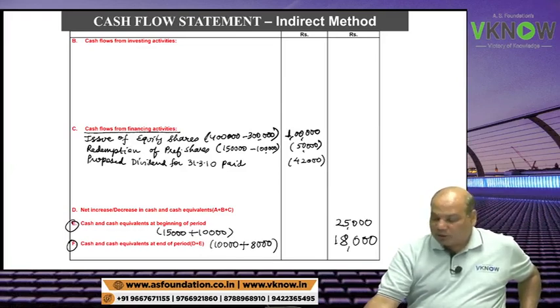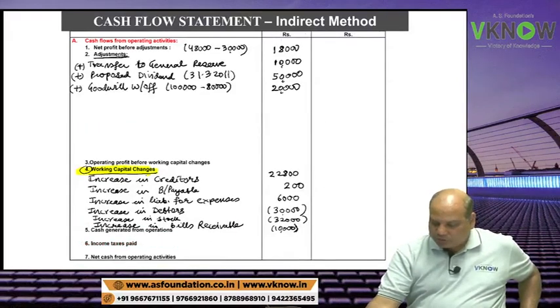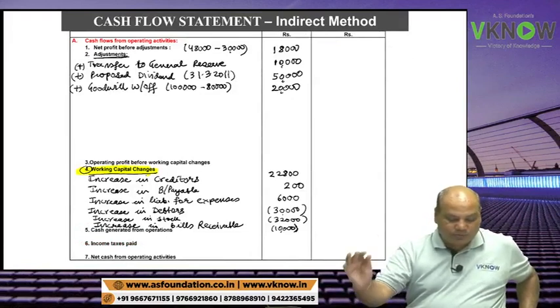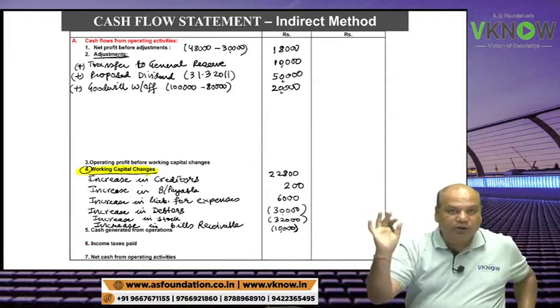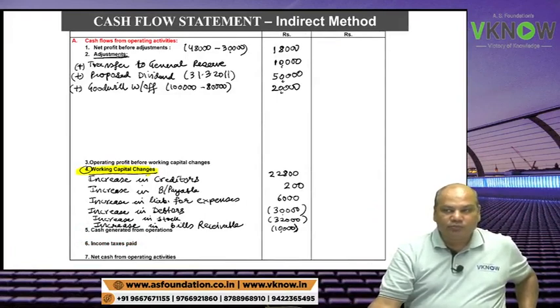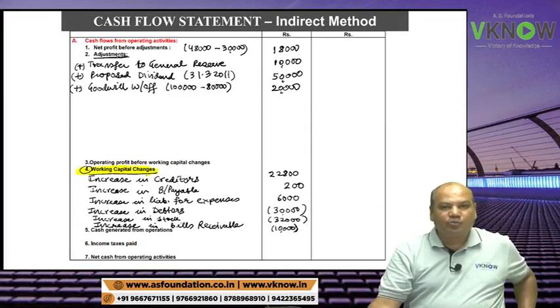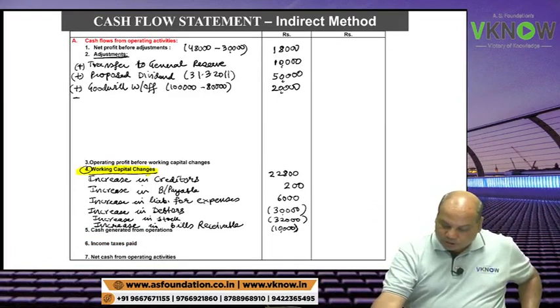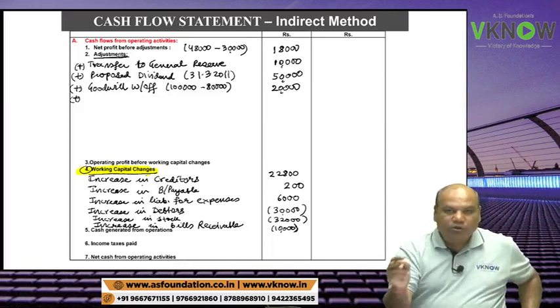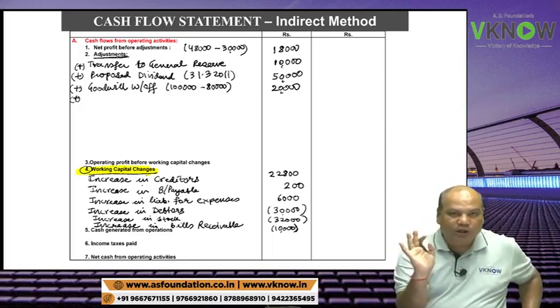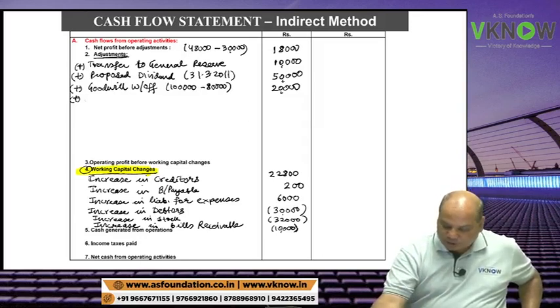Last item in the balance sheet is preliminary expenses. From 15,000 it has become 10,000. It means 5,000 rupees written off. So again the entry will be P&L account debit to preliminary expense written off, which means a non-cash item debited to P&L account, add back. Add back preliminary expense in adjustment.